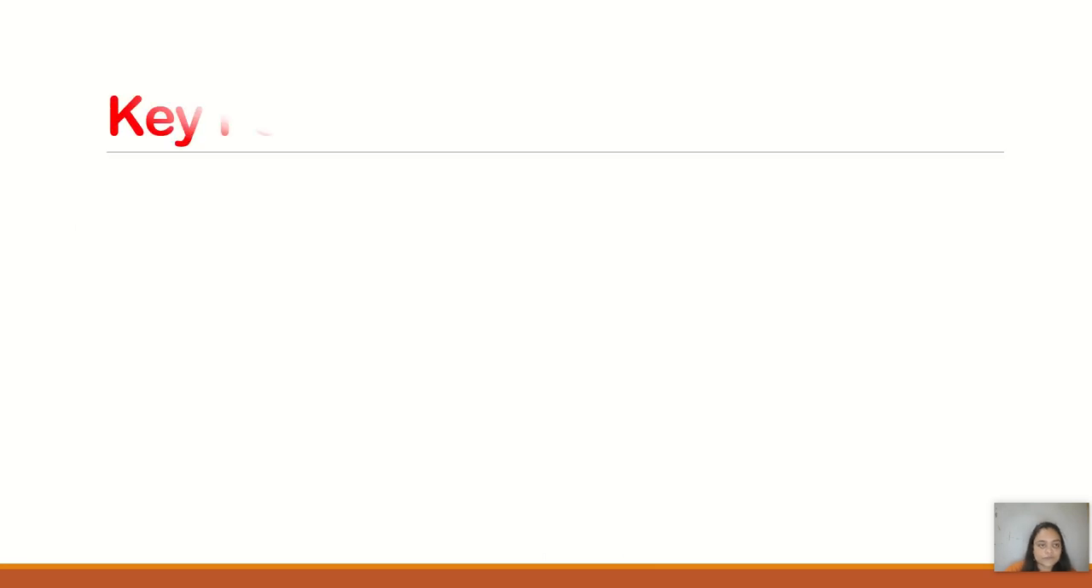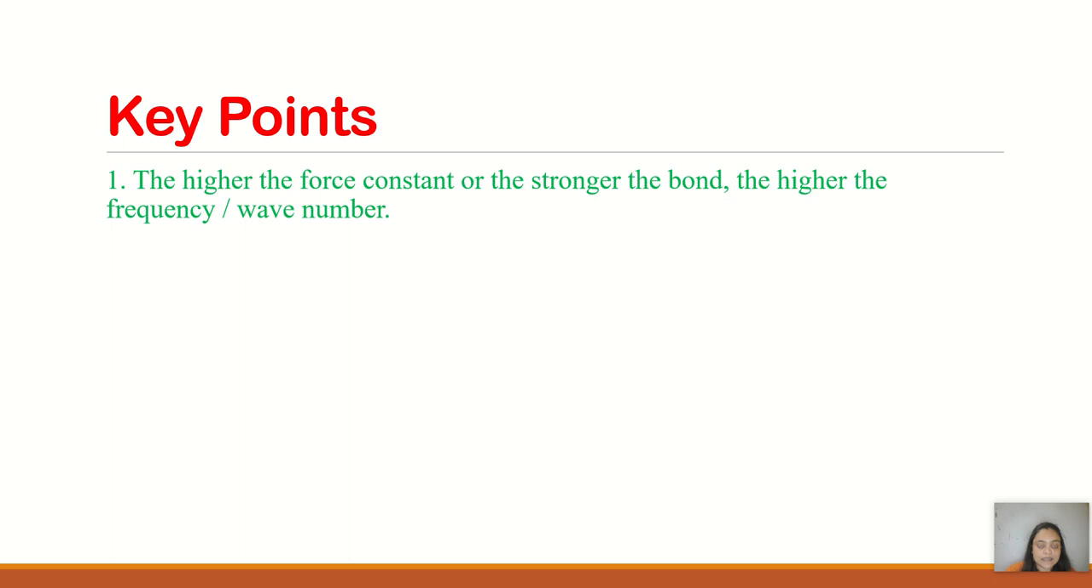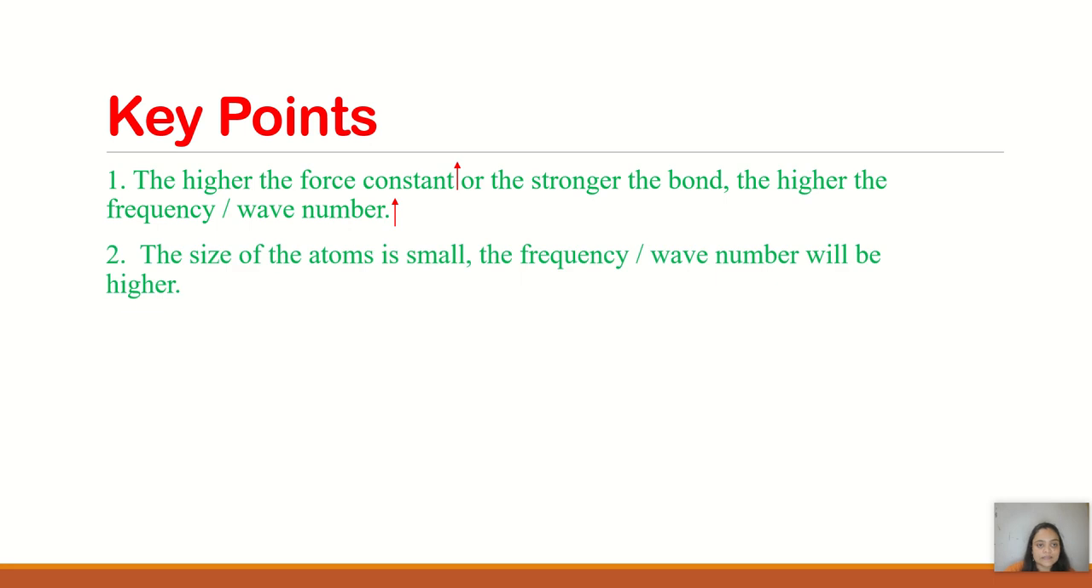First, to understand the theory, we have to learn some basic key points. First, the higher the force constant or the stronger the bond, the higher the frequency or wave number. We have to remember, as the force constant increases, the frequency also increases. Second, if the size of the atom is small, the frequency or wave number will be higher. Or we can say, as the size of the atom decreases, the frequency or wave number increases. That is the second key point.